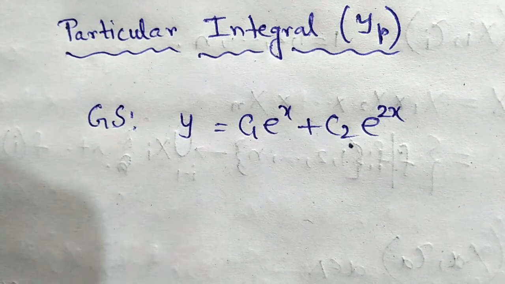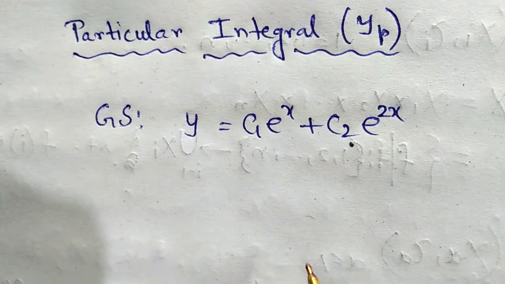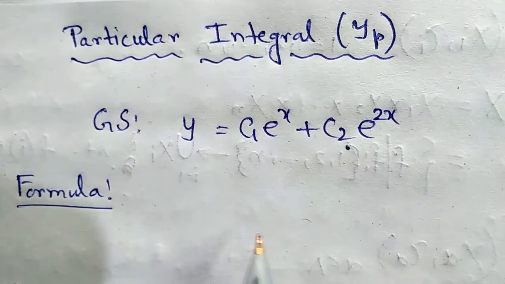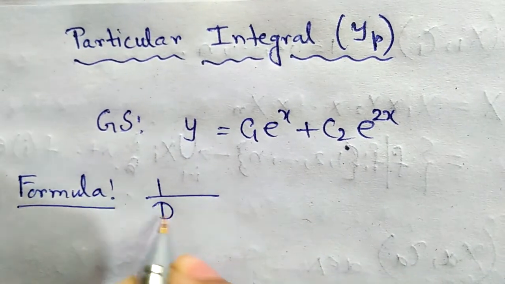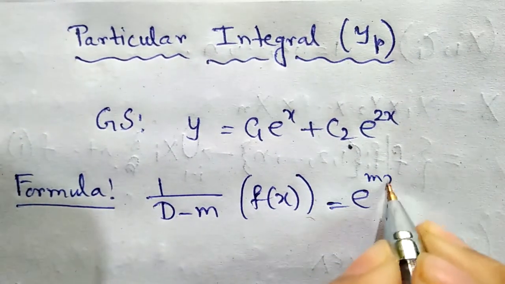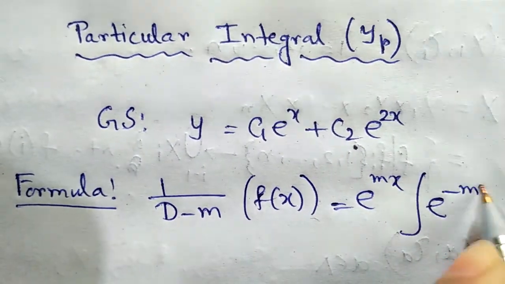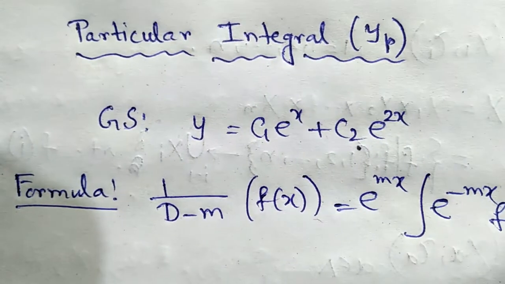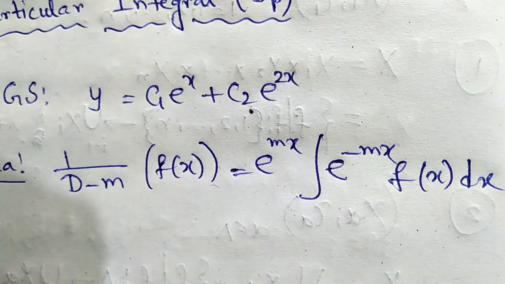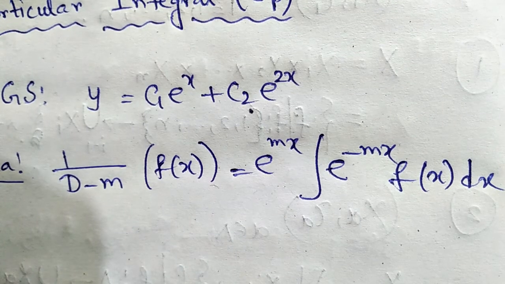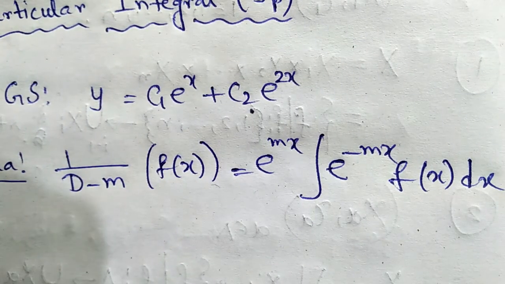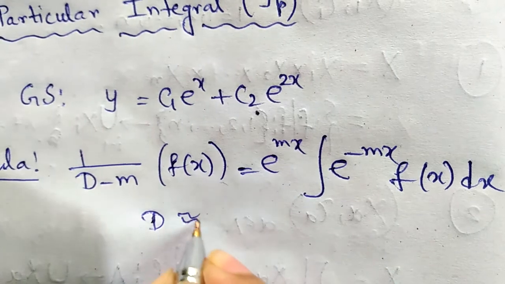So at first we write the formula. The formula is 1 by D minus m of f(x) equal to e to the power mx integration e to the power minus mx f(x) dx. So this is our formula to find the particular integral of the right hand side function of the given equation. Suppose this function is f(x) and D is our known operator, that is the D operator.